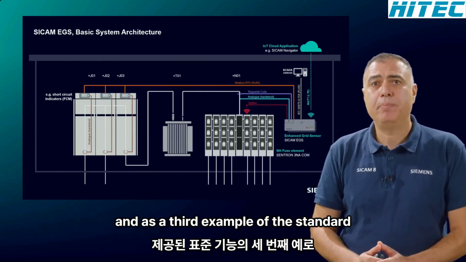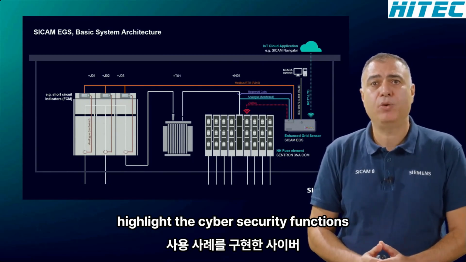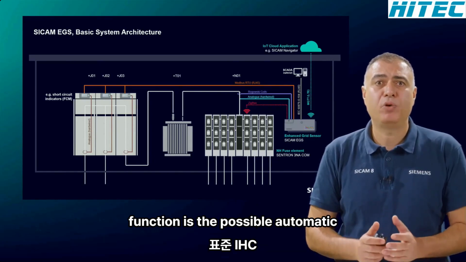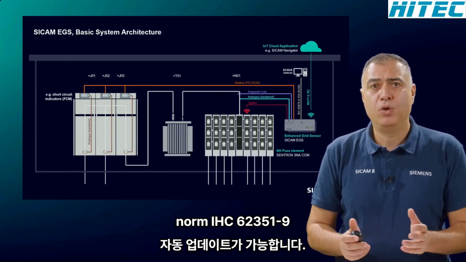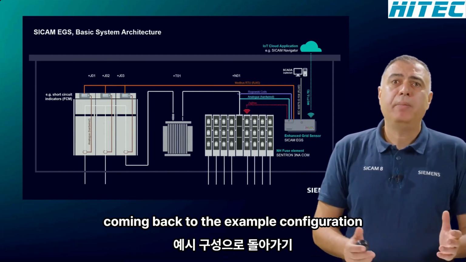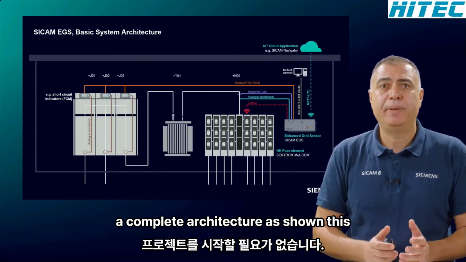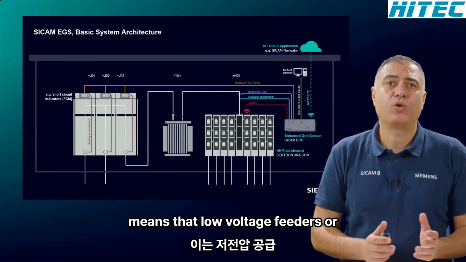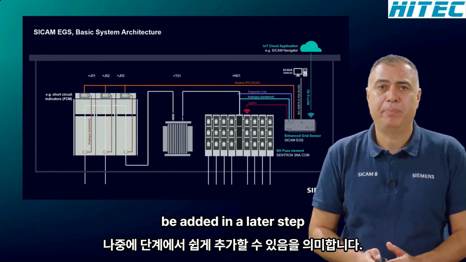And as a third example of the standard features provided, I would like to highlight the cybersecurity functions implemented. An example use case of this function is the possible automatic update of certificates according to the norm IEC 62351-9. Coming back to the example configuration, there is no need to start a project with a complete architecture as shown. This means that low voltage feeders or connections to other devices can easily be added in a later step.